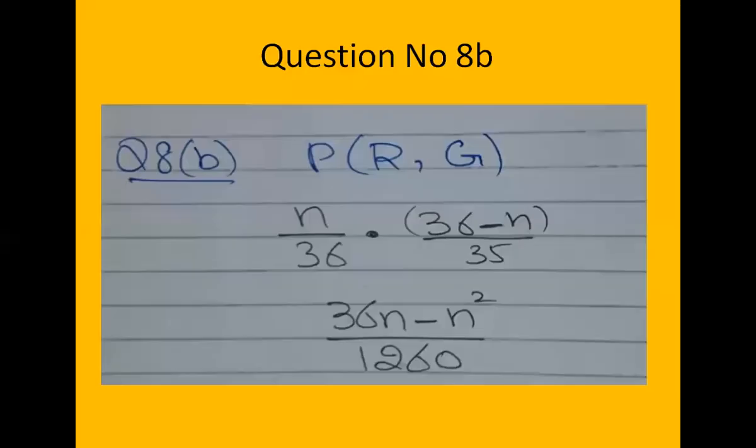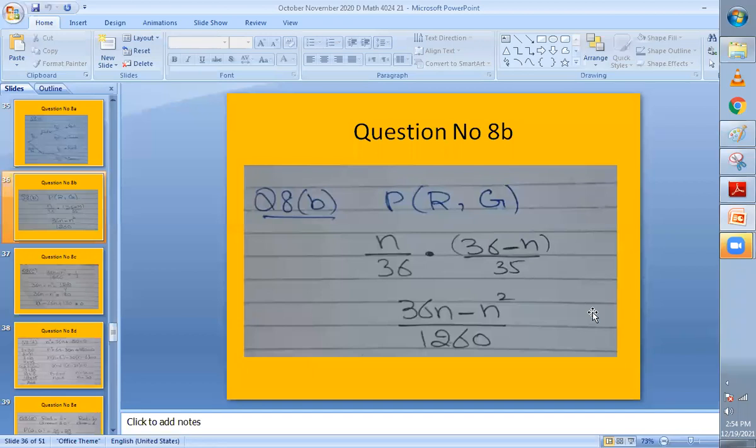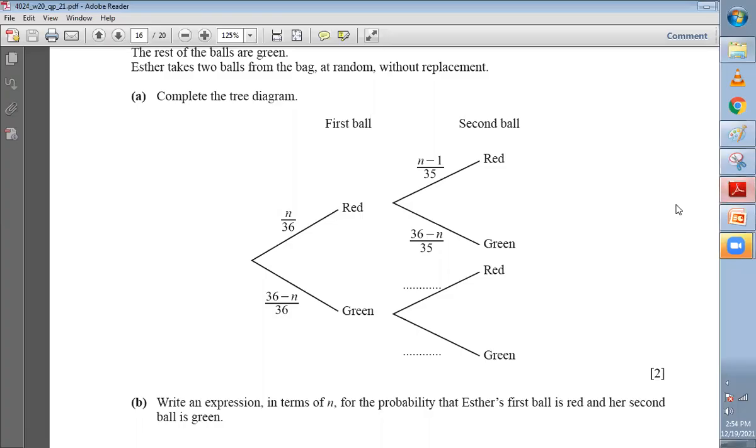Okay. So the probability of finding the red first and then the green is n by 36 multiplied by 36 minus n divided by 35. When you multiply the numerator with the numerator, you get 36n minus n squared, divided by 36 multiplied by 35, that will be 1260. So you have 36n minus n squared divided by 1260. So this is how you do this B part. Hopefully you understand.